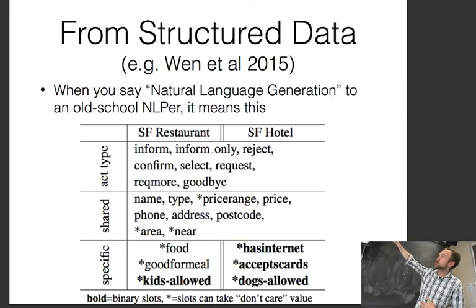So, for example, this is a dialogue act specification. You have a dialogue system that says, I want to inform a user of a restaurant that has a particular price range and it has a specific type of food and it has internet. And I want you to turn this into real English or something like this. And then you take this kind of structured representation and you generate something.